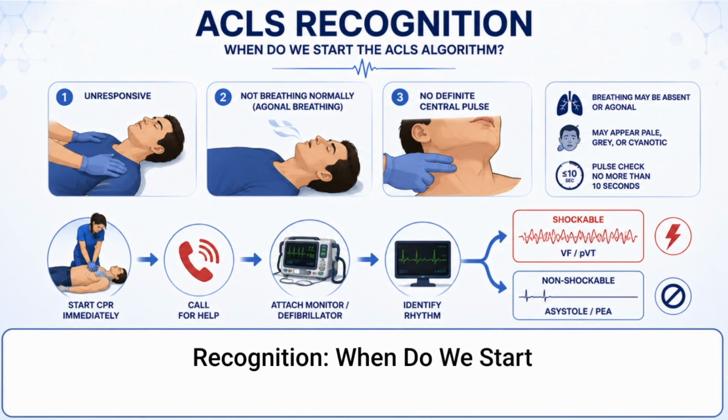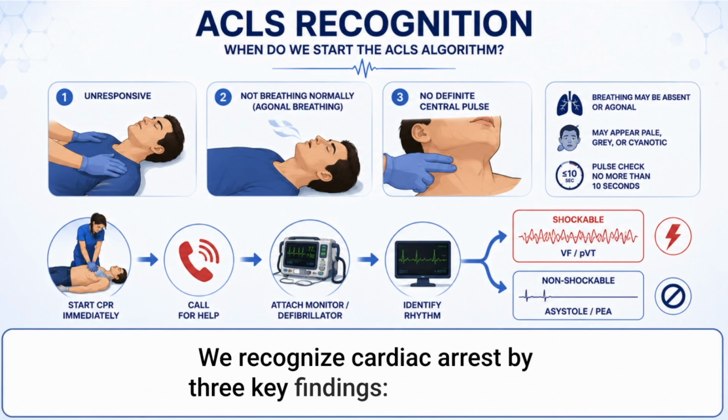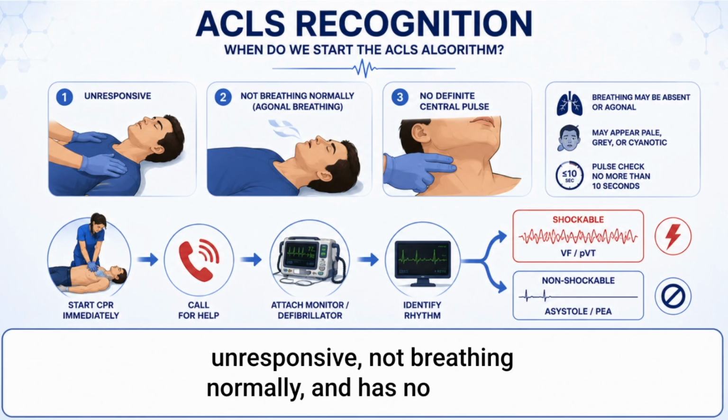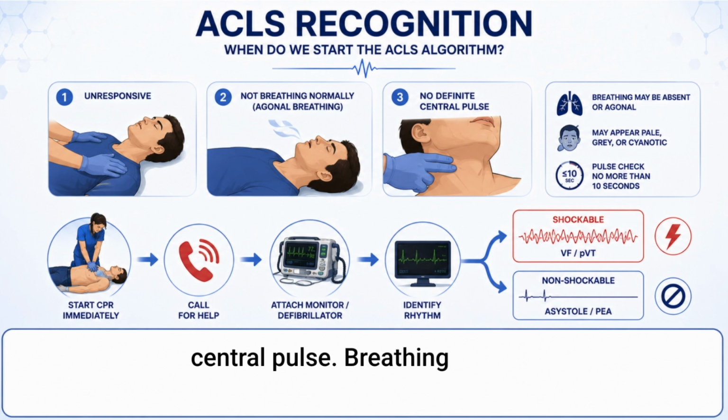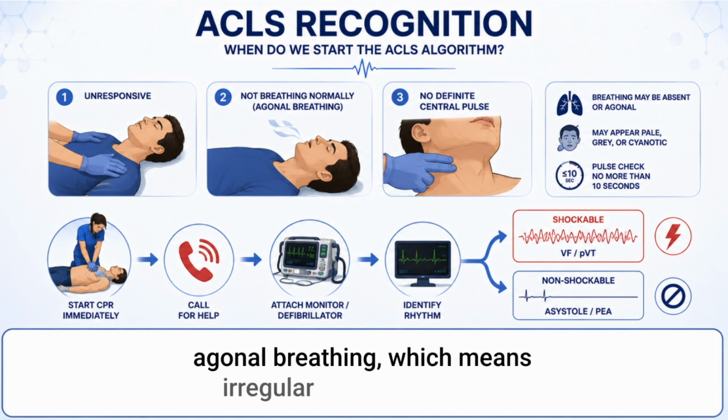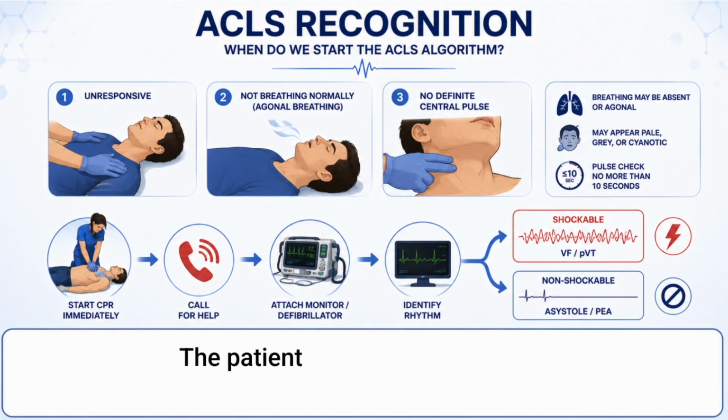Recognition. When do we start the ACLS algorithm? We recognize cardiac arrest by three key findings: the patient is unresponsive, not breathing normally, and has no definite central pulse. Breathing may be absent, or the patient may have agonal breathing, which means irregular gasping breaths. The patient may also appear pale, grey, or cyanotic.